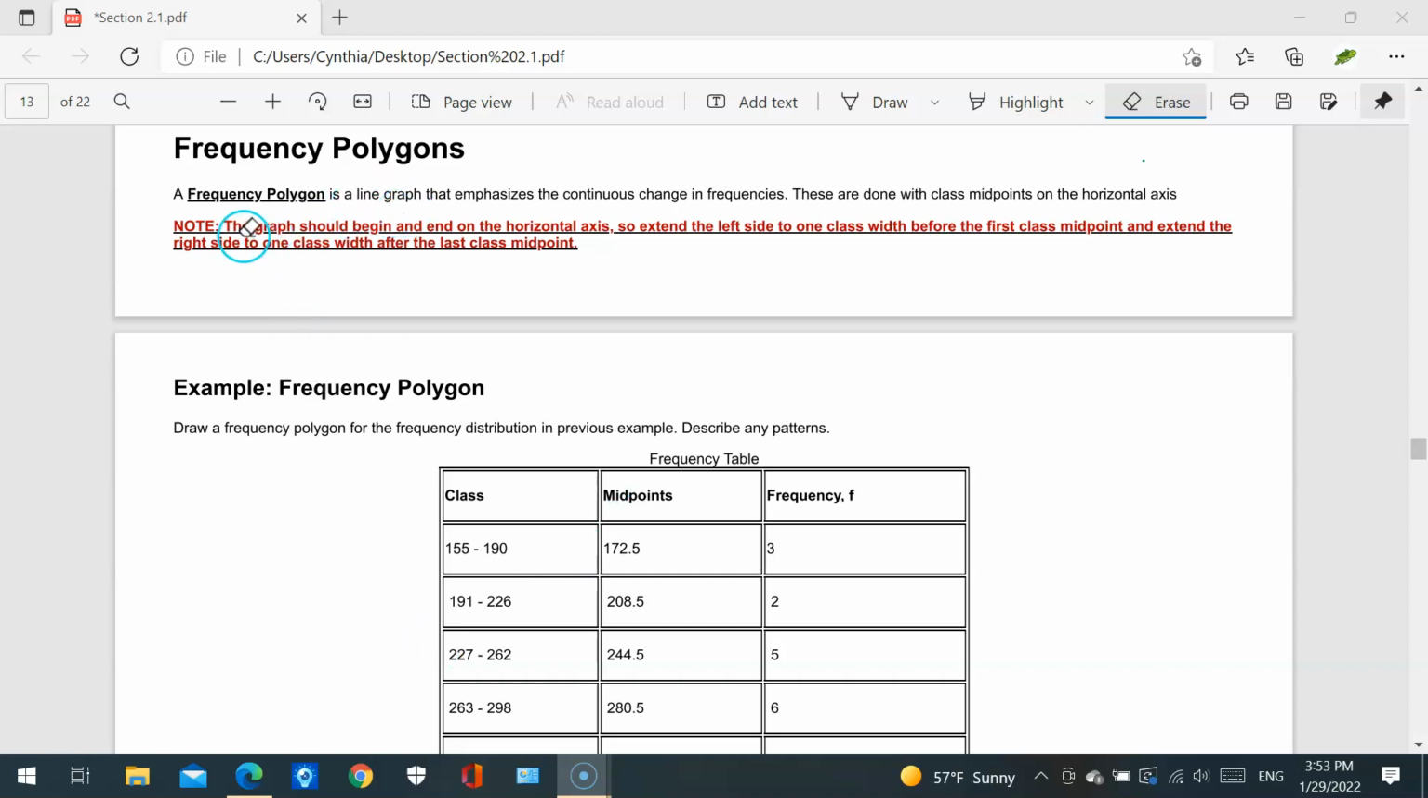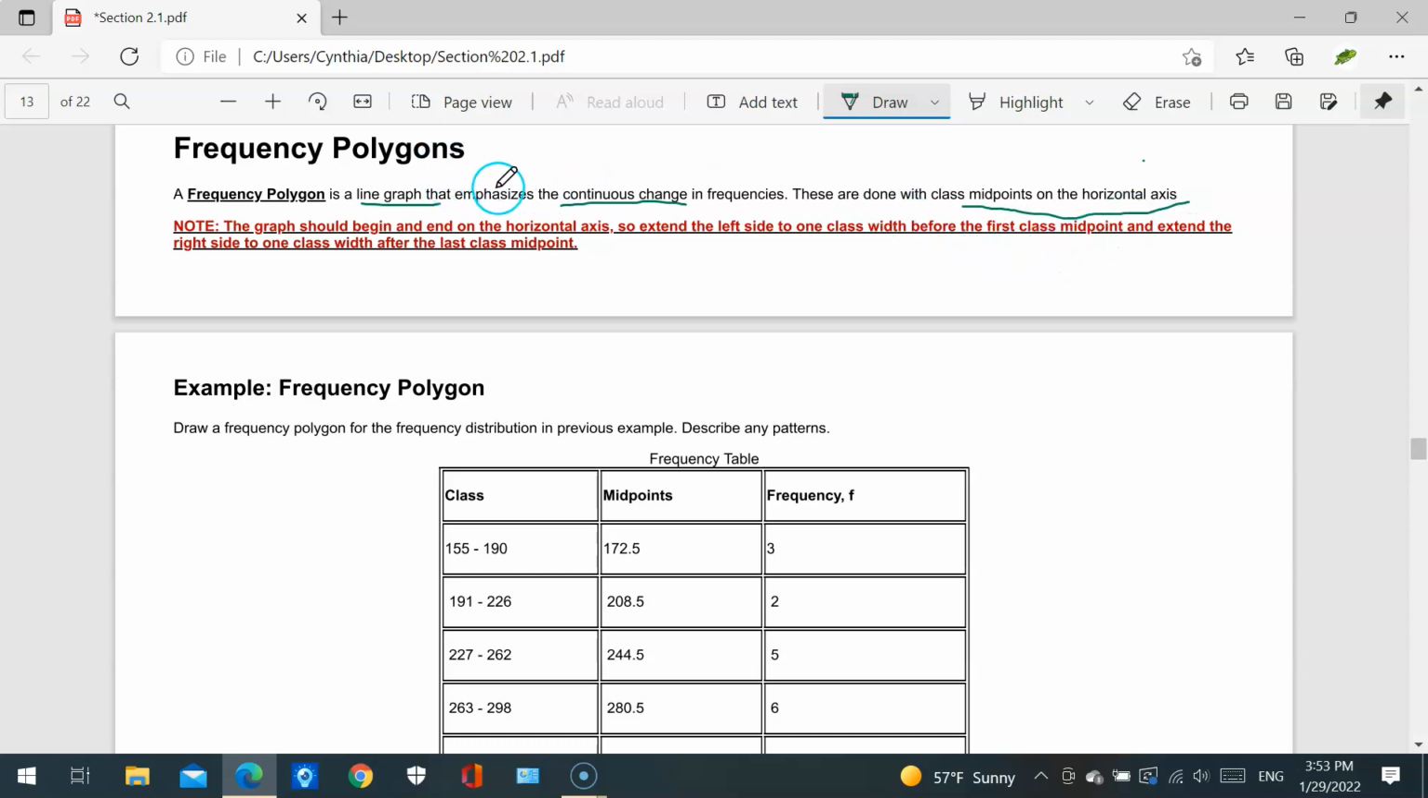Frequency polygon. A frequency polygon is a line graph. It emphasizes continuous change, because the line is a continuous line. There's no gap and no discontinuity. And they are drawn with the class midpoint on the horizontal axis.